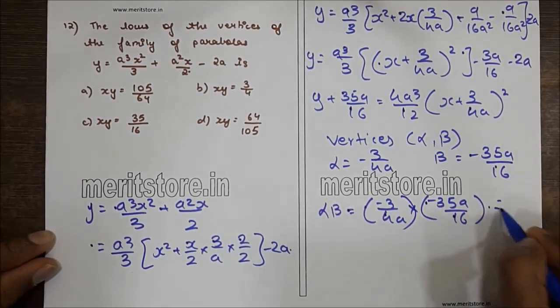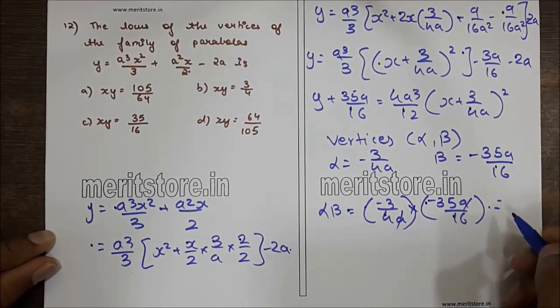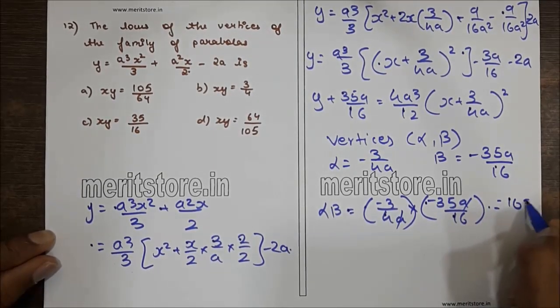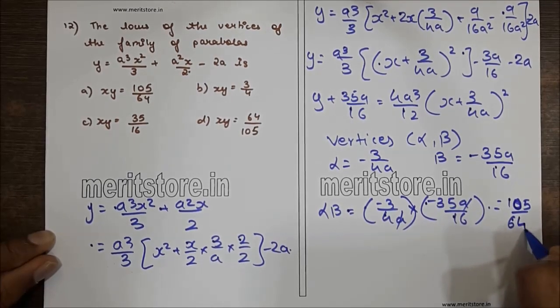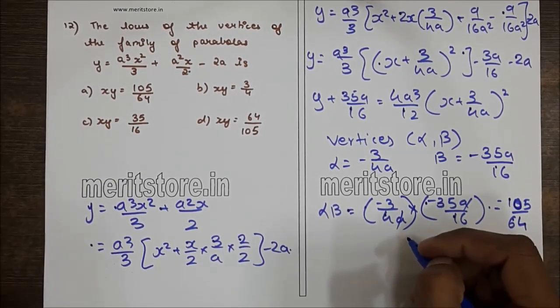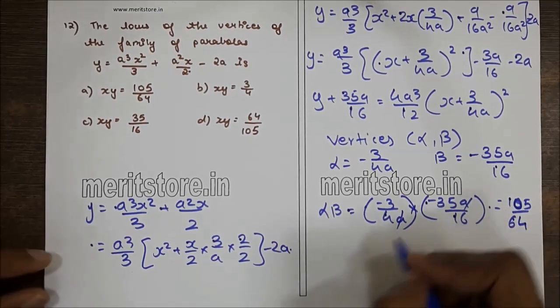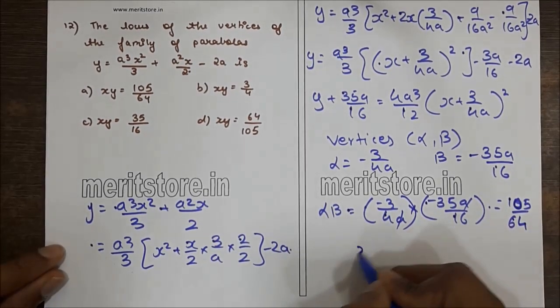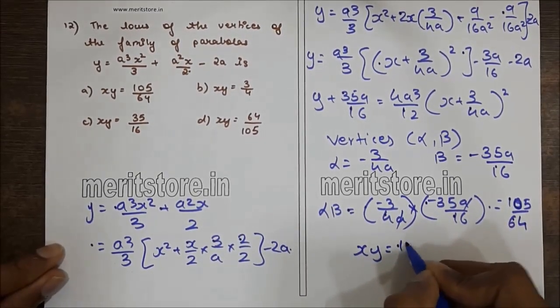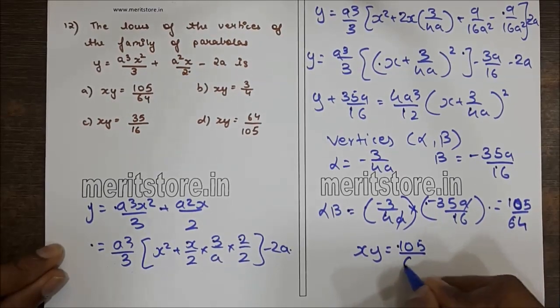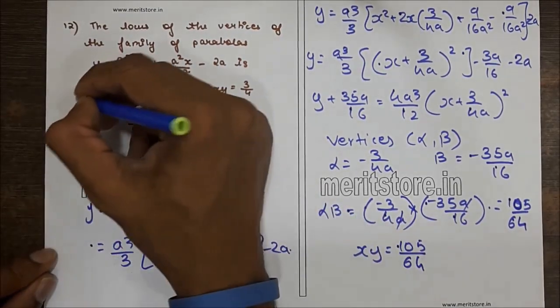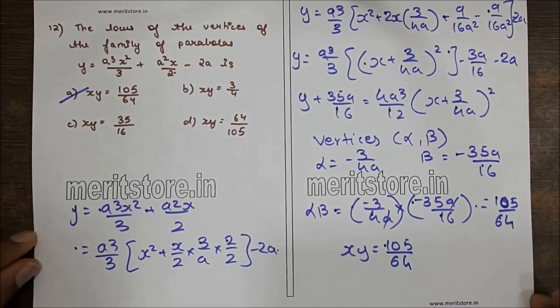Solving this, alpha and beta get cancelled, and we get 105 upon 64, which is what we get when we substitute the value of alpha and beta as x and y. The required locus will be xy equal to 105 upon 64, which is our option A. Therefore option A is the correct answer.